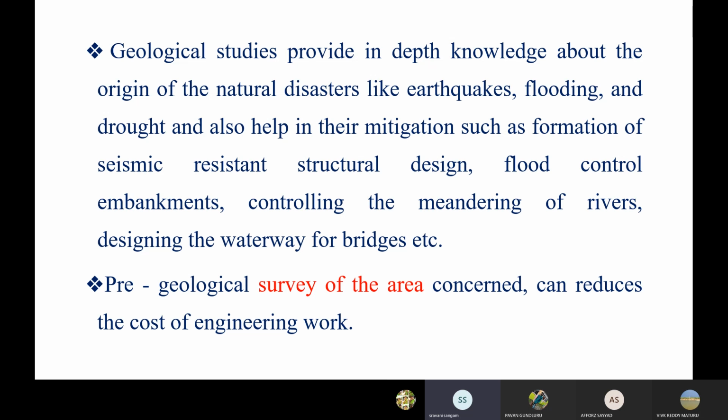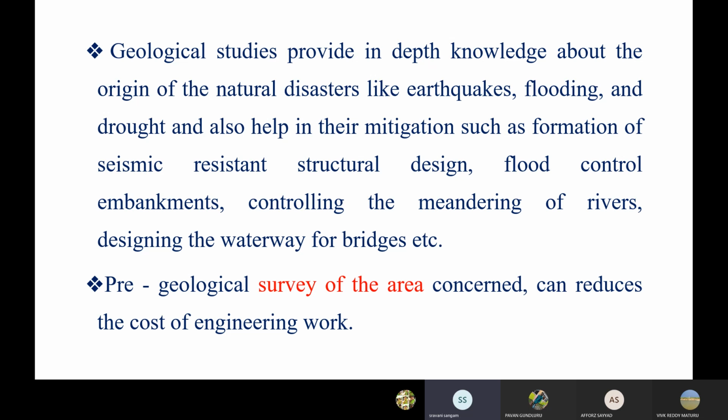And controlling the meandering of rivers. Here, the river path we can call a meandering. So the river path will not overflow. We can control that type of meandering of rivers, and designing the waterway for bridges.